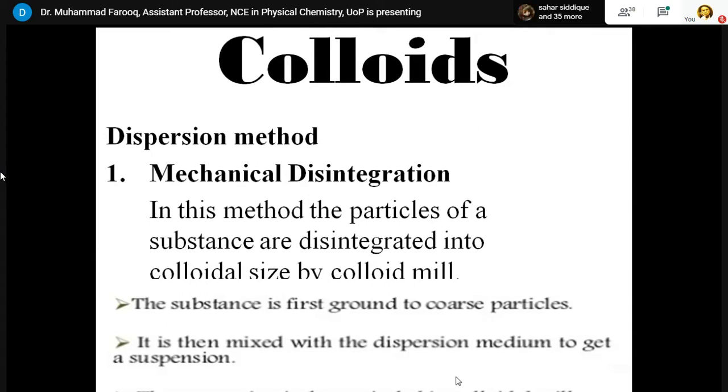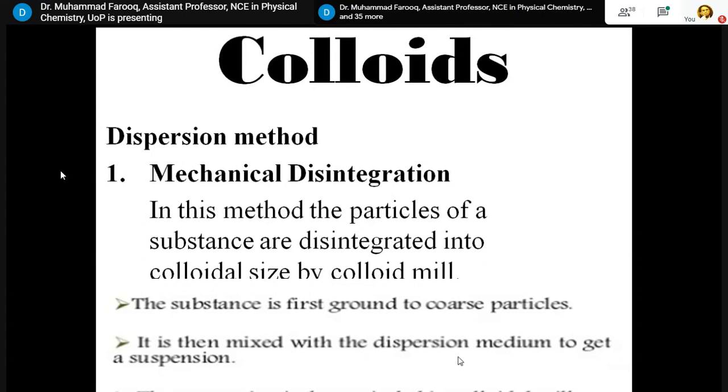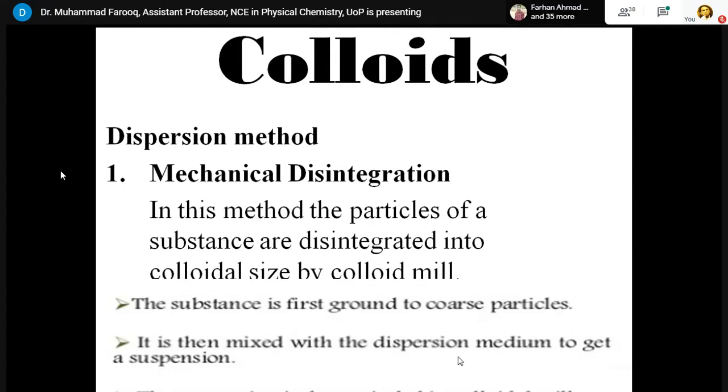In this method, the particles of a substance are disintegrated into colloidal size by a colloid mill, just like a flour mill. Do you know the flour mill? In it, the wheat seeds are broken and made into flour. This is called mechanical disintegration.